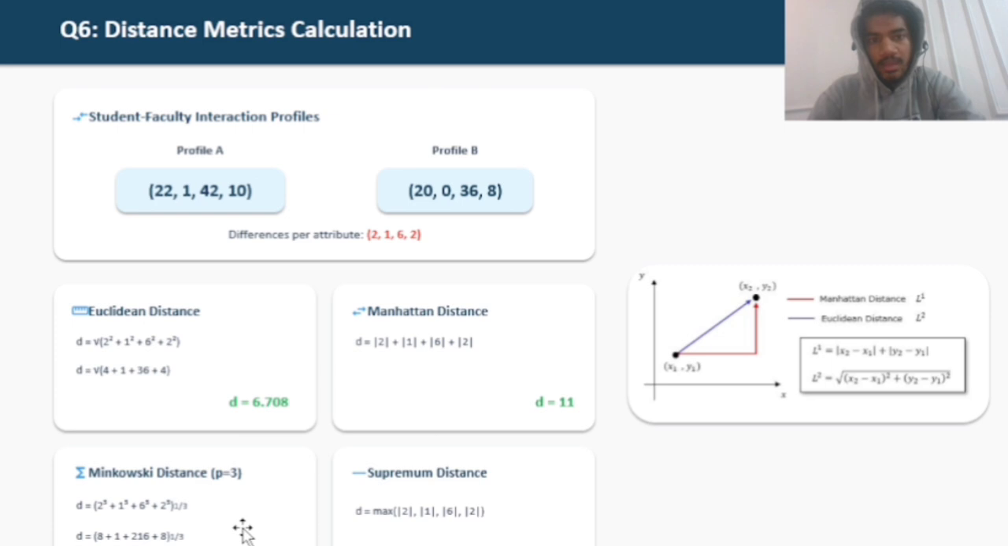In question 6, we are given two profiles or tuples. Profile A has values 22, 1, 42 and 10, and profile B has 20, 0, 36 and 8. Difference per attribute is 2, 1, 6, 2. So our Euclidean distance is D equal to 6.708, and Manhattan distance will be D equal to 11, and Minkowski distance will be D equal to 6.14, and our supremum distance will be D equal to 6. You can see all the formulas in our slide.